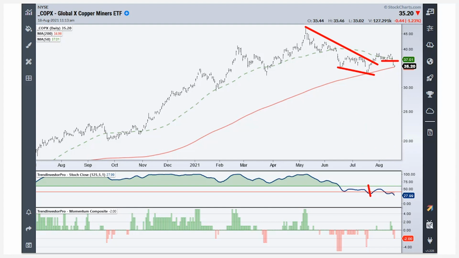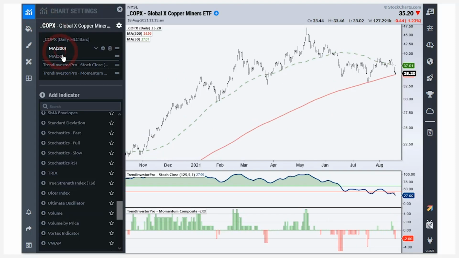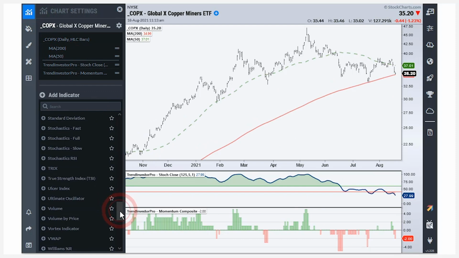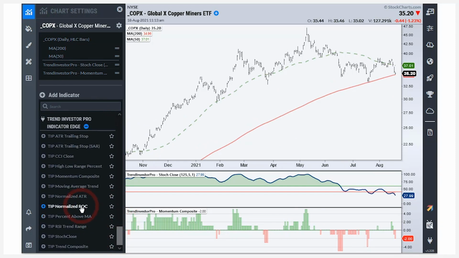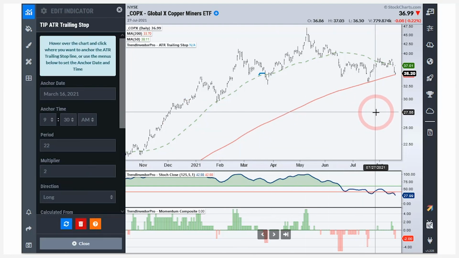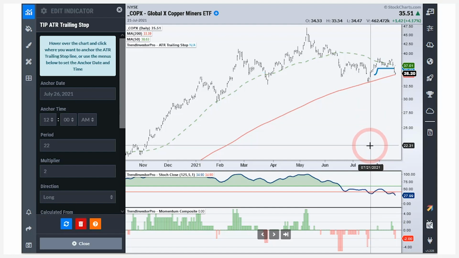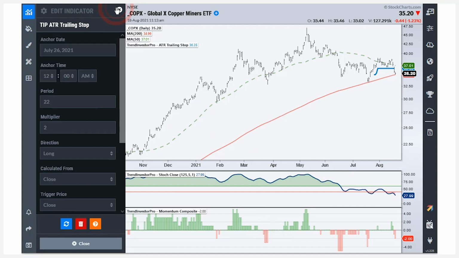And I also want to show an indicator that I use that is part of the plugin, and that is the ATR trailing stop. So if I scroll down here, there is the ATR trailing stop. And so this is where we get the breakout in copper. We got above that wedge line right there. And so I put on the ATR trailing stop at that point.